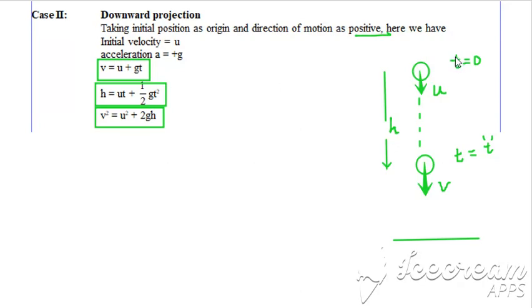Figure is here. That's the t equal to 0 scenario. That's at time t. Initial velocity is u, final velocity is v, the displacement is h, and g is vertically down.